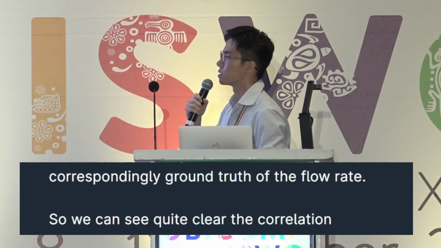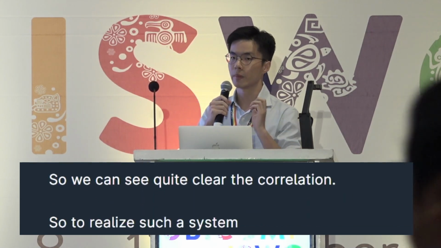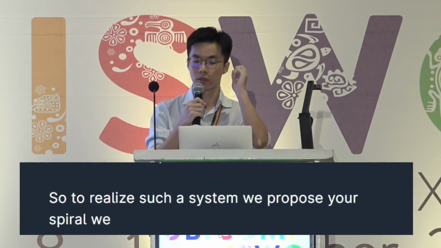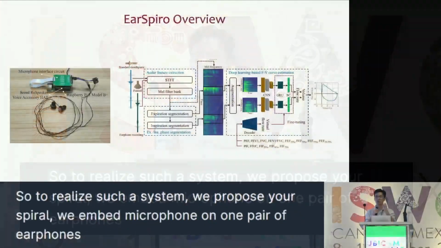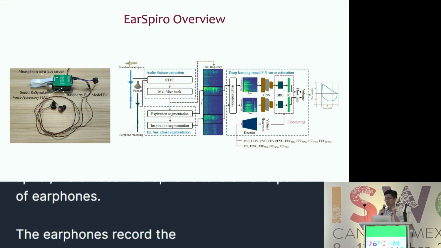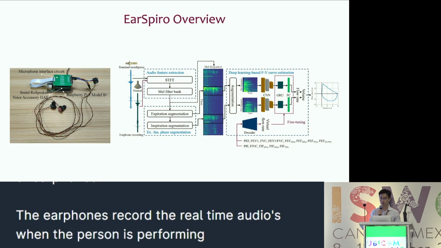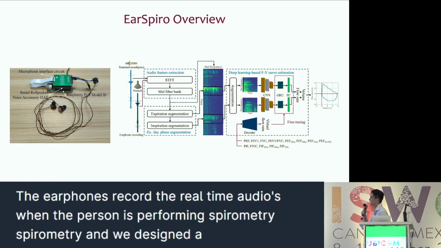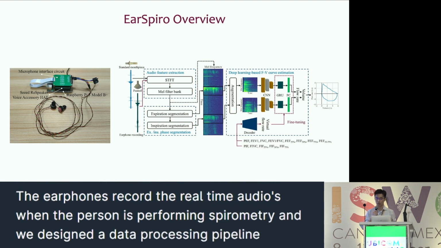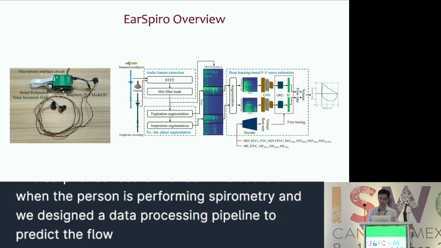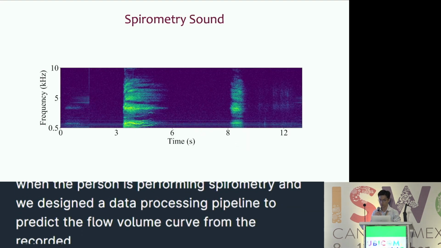So to realize such a system, we propose EarSpiro. We embed microphones on one pair of earphones. The earphones record the real-time audio while the person is performing spirometry, and we designed a data processing pipeline to predict the flow volume curve from the recorded audio.